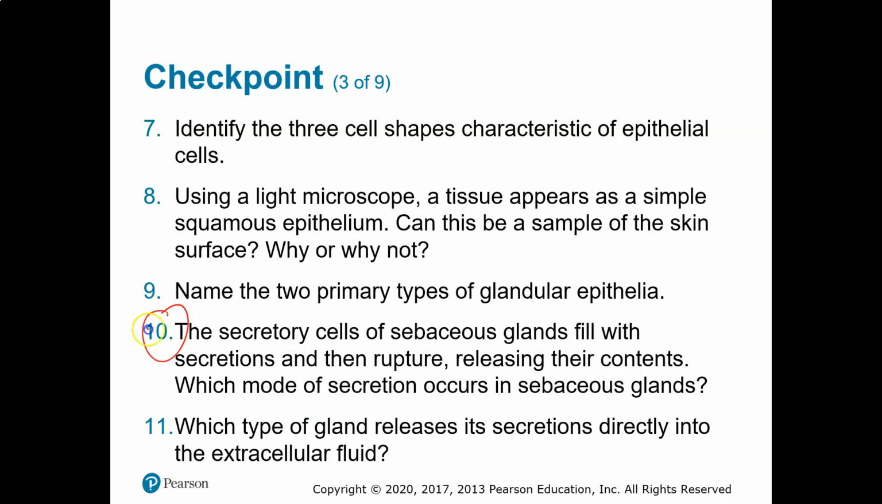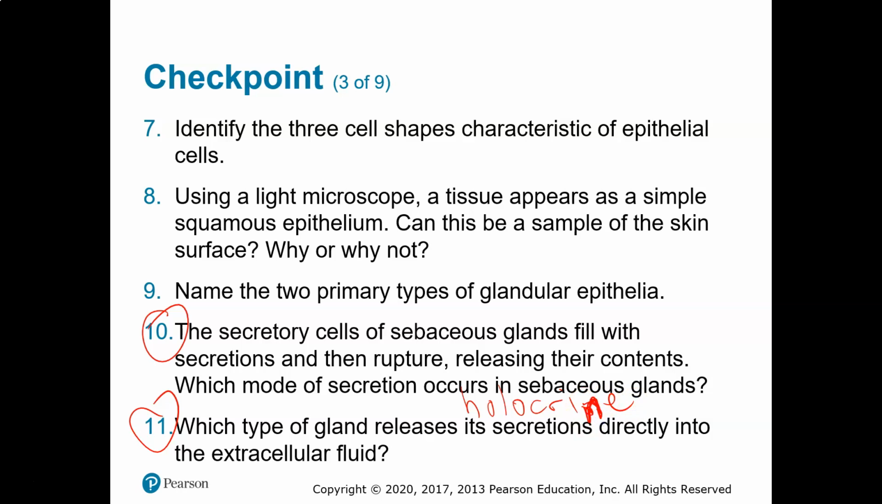Okay, number 10 and 11. 10. The secretory cells of sebaceous glands fill with secretions and then rupture, releasing their contents. Which mode of secretion occurs in sebaceous glands? And of course, we learned that that is holocrine. Those sebaceous glands are releasing sebum or oil, holocrine.